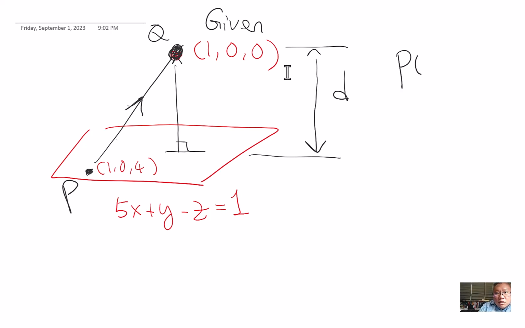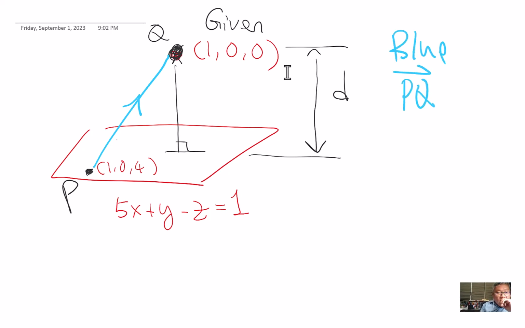This vector here is called PQ, right? So that's our vector here. This is our vector PQ. All right, let's change color. Let's say this blue one is our vector PQ.